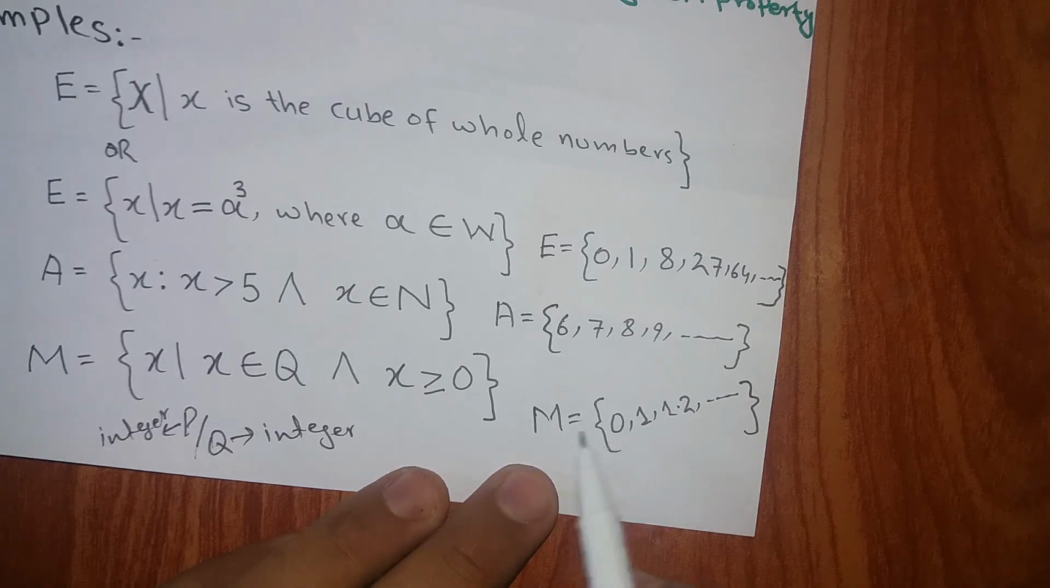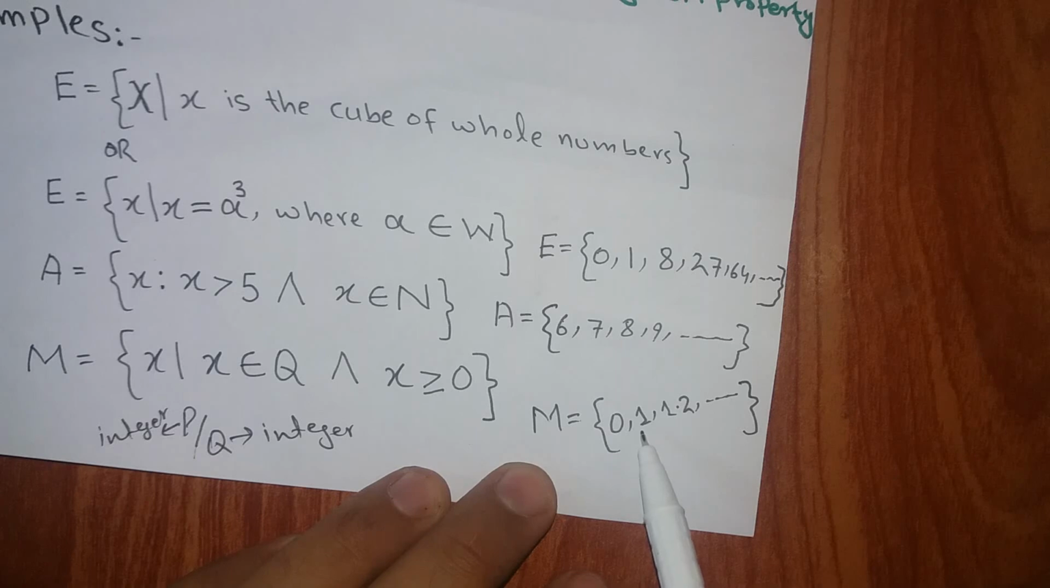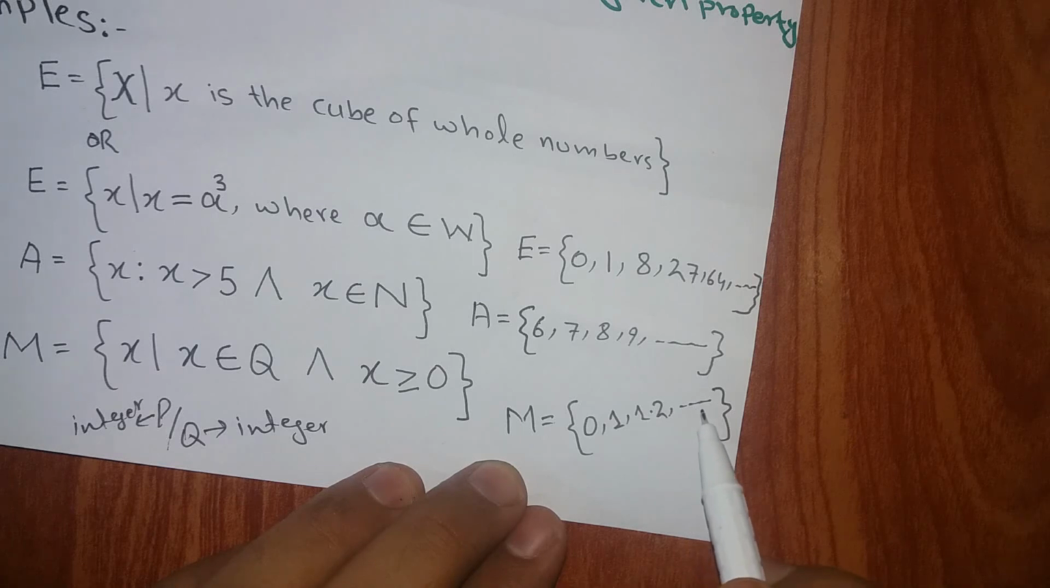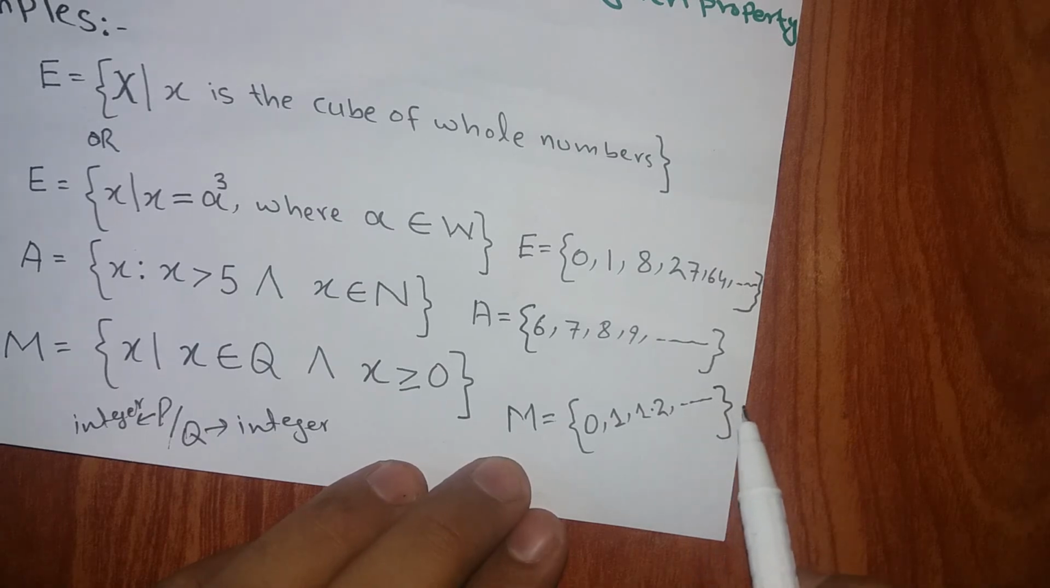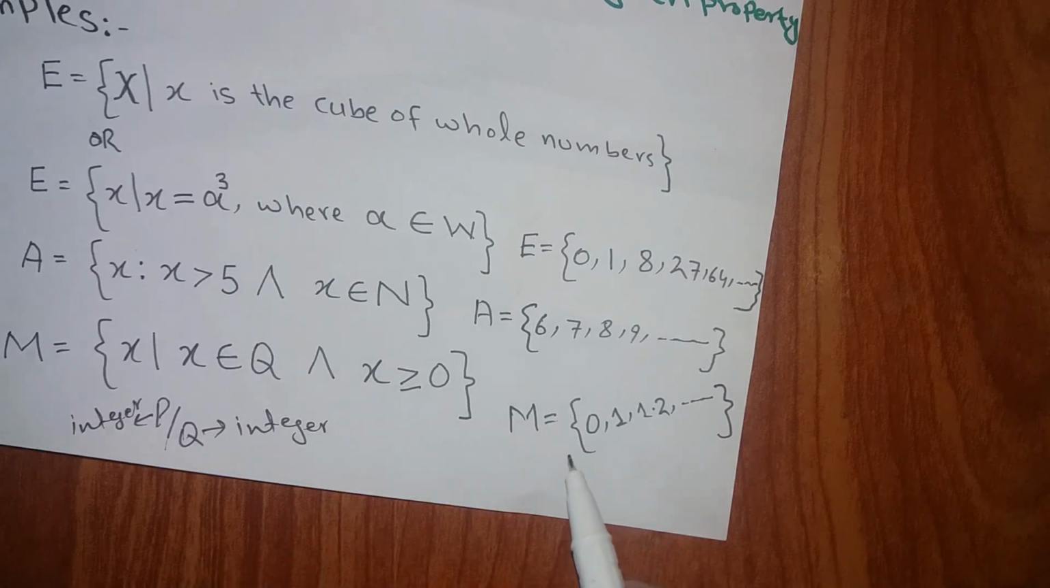So here is the tabular form of this set builder form. We start with 0 because X should be greater than or equal to 0. There should be no negative rational numbers. So 0, 1, 1.2, 2, 2.2, 3, 4, 5, 5.1, 5.2 and so on. So this is the tabular form.